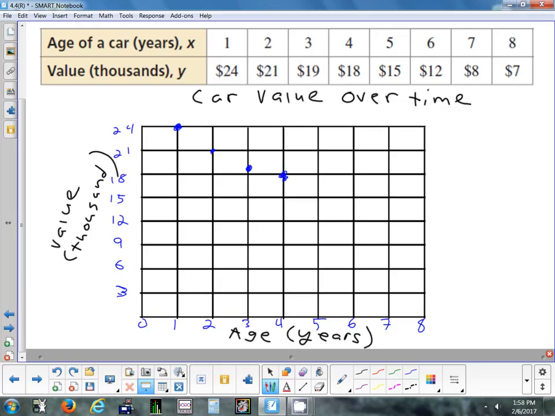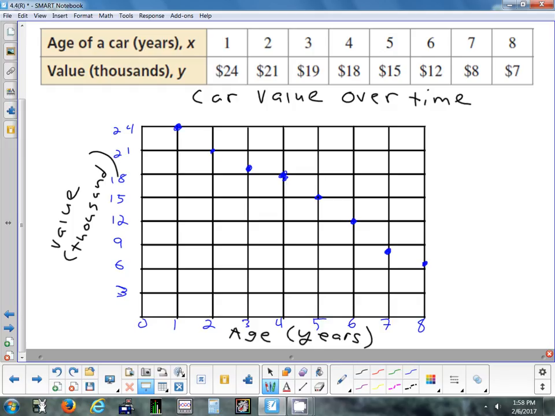5 is at 15. 6 is at 12. 7 looks like it would probably be right about there, maybe about 8. And 8 is 7,000. Oops, so no, it should be just above the 6. Okay, how many people had a scatter plot that looked kind of like that? Okay, good. So is it a perfect line? No, it's not perfect, but does it definitely look like there's a pattern?